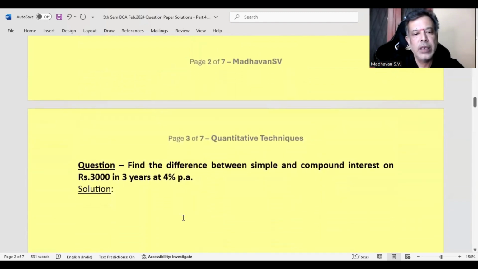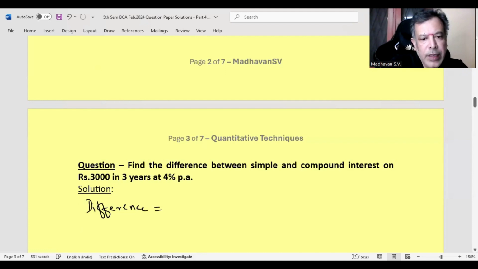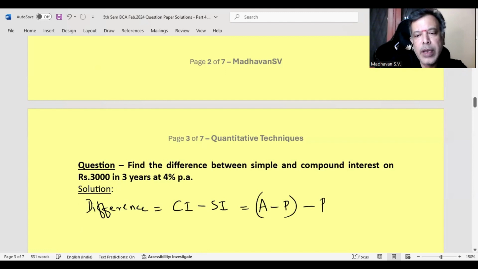Next is a numerical. Find the difference between simple and compound interest on rupees 3000 for 3 years at 4% per annum. We are supposed to find the difference between compound interest and simple interest. We can calculate compound interest by subtracting the principal from the final amount. Simple interest is principal into the number of years into the rate of interest per annum, so P into N into I.